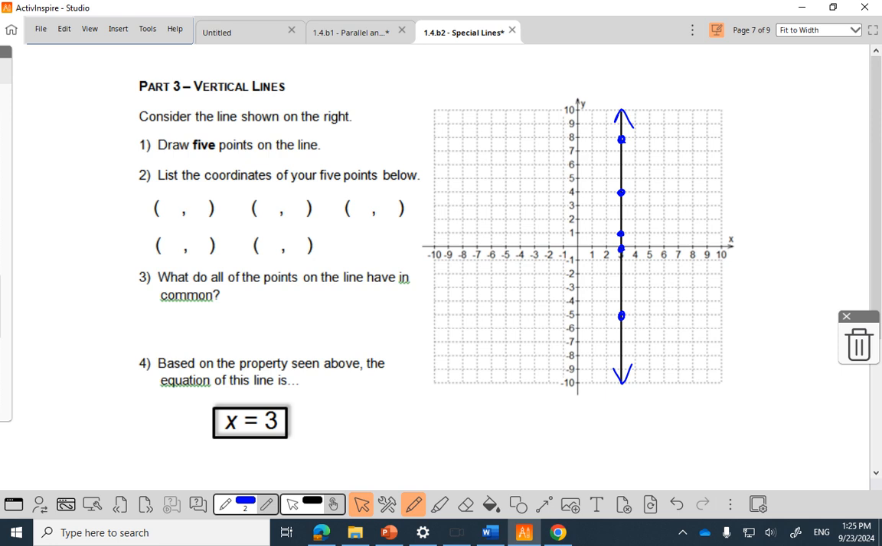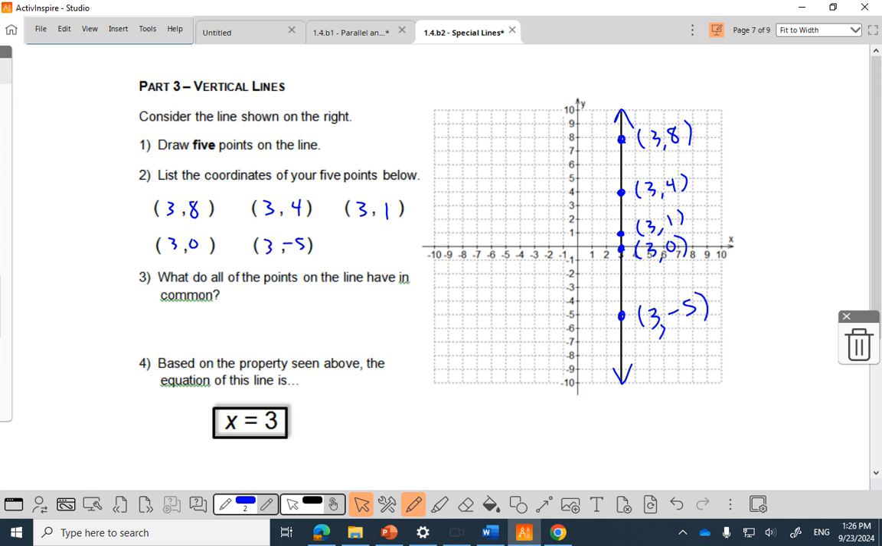So this one was 3, negative 5. This one was 3, 0. This one's 3, 1. This one's 3, 4. And this one's 3, 8. I put them on the graph, but you can put them over here as well. 3, 8, 3, 4, 3, 1, 3, 0, 3, negative 5. I'm getting tired copying these all over.